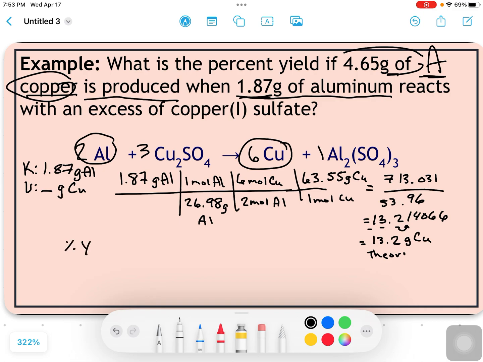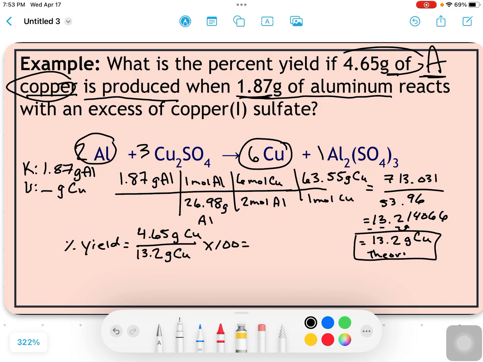So percent yield equals, and again, it's actual over theoretical times 100. So my actual from the problem, 4.65 grams of copper. Divide that by my theoretical, which I just found over here, which would be 13.2 grams of copper, times 100, because we're making it into a percent.